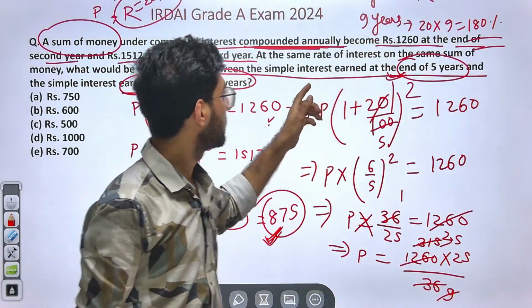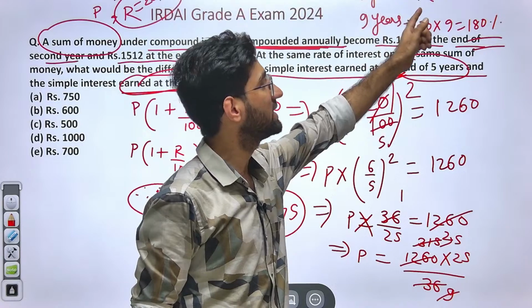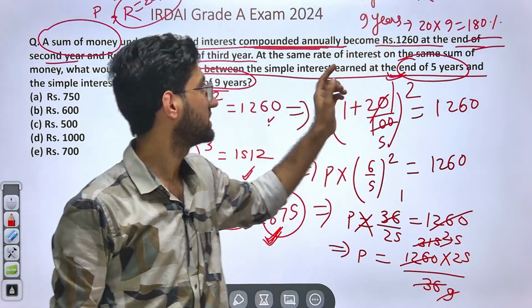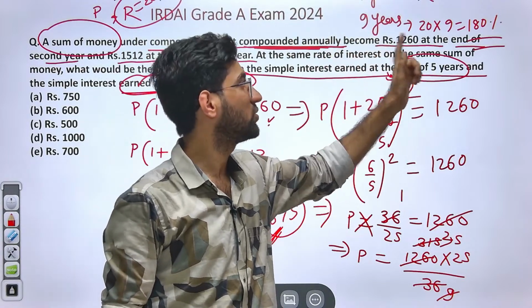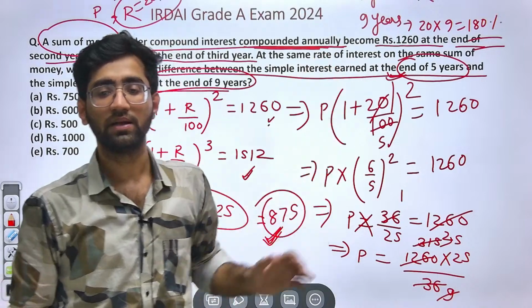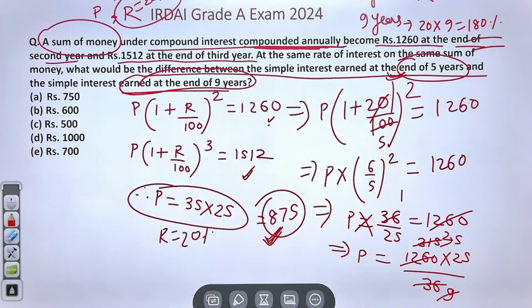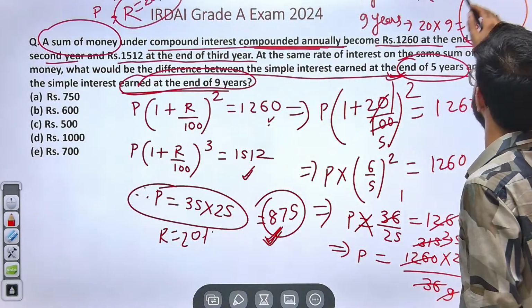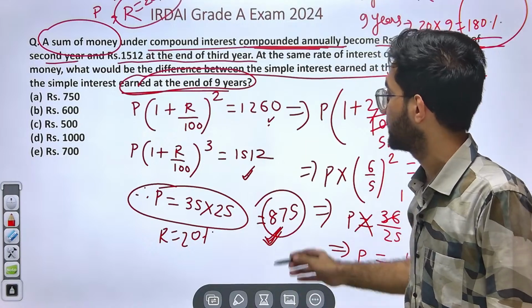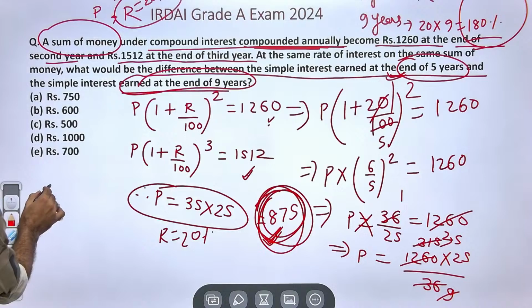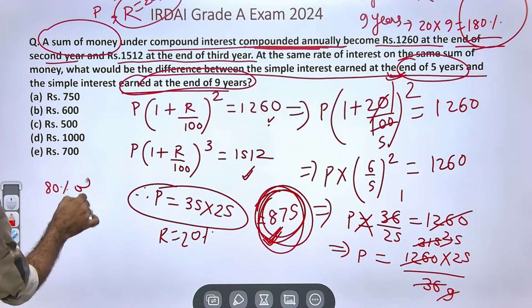At the end of 5 years, net simple interest will be 20 into 5, that is 100%. At the end of 9 years, 20 into 9, that is equal to 180%. Right? So basically, what is the difference? The difference is 80%. So you can directly find 80% of 875.